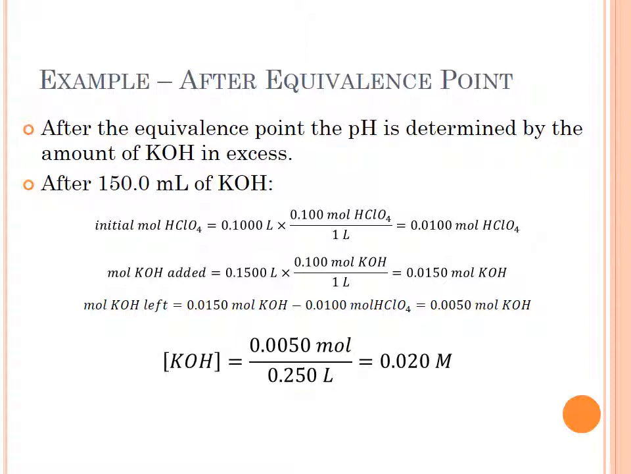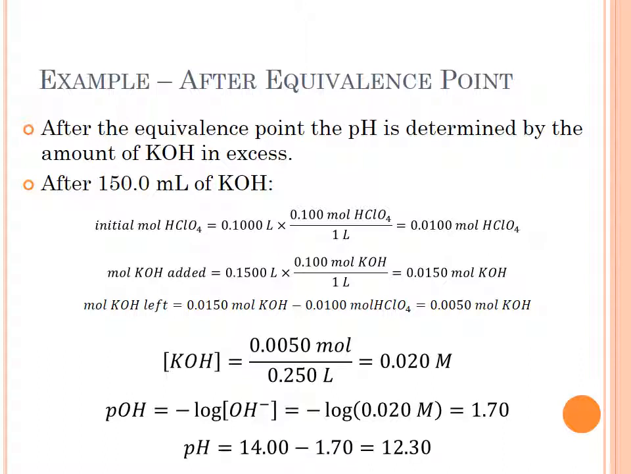Calculate our new concentration: 0.005 moles divided by 0.250 liters, so that's the 0.1 plus 0.15 liters for everything we added, giving us a concentration of 0.020 molar. We can get a pOH by taking negative log of the hydroxide ion, since that's what's in excess. So negative log of 0.02 molar gives us 1.70. Subtracting from 14, that would give us a pH of 12.30. And so that would be a point in the alkaline range if we went past the equivalence point.